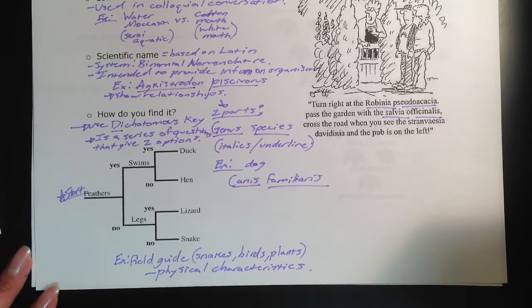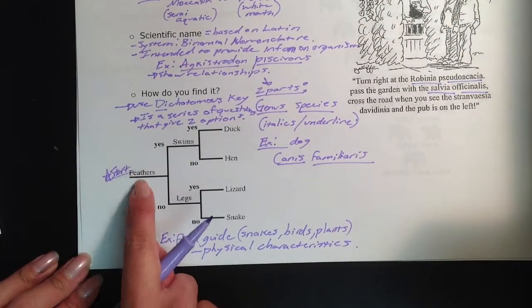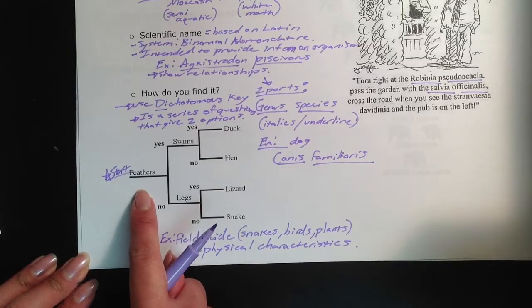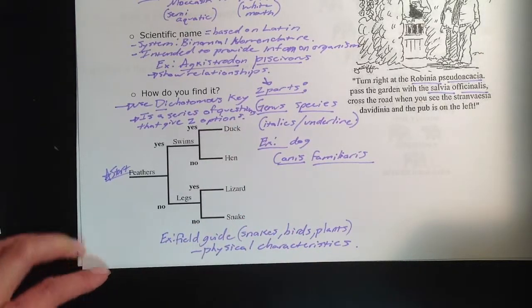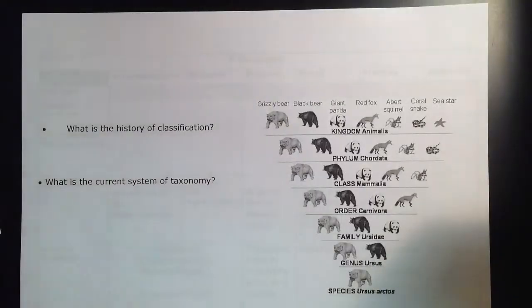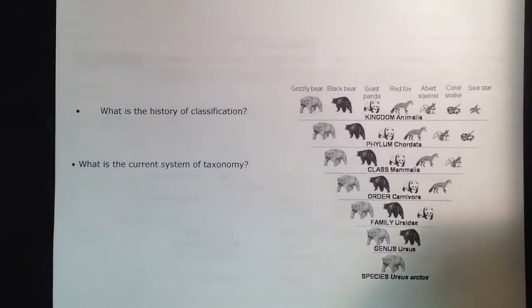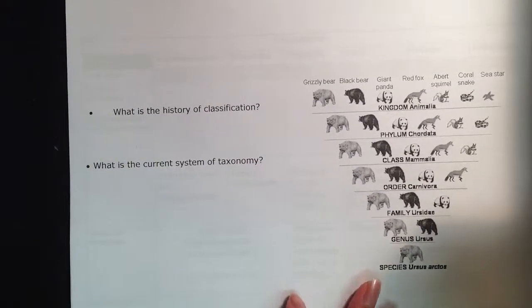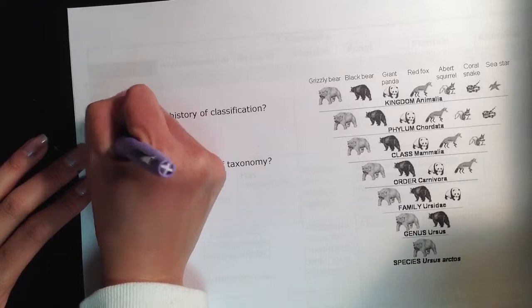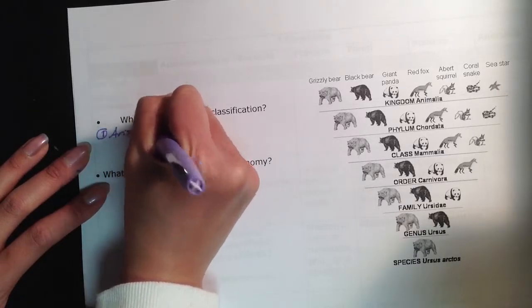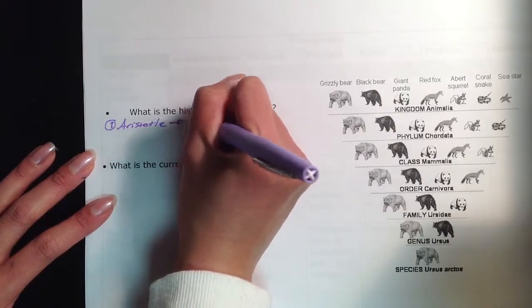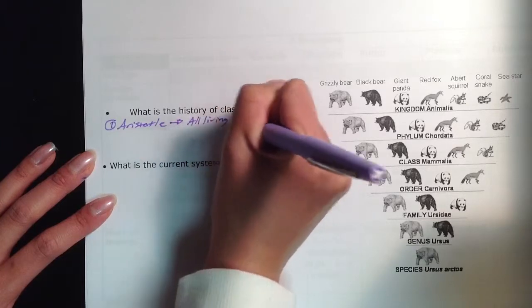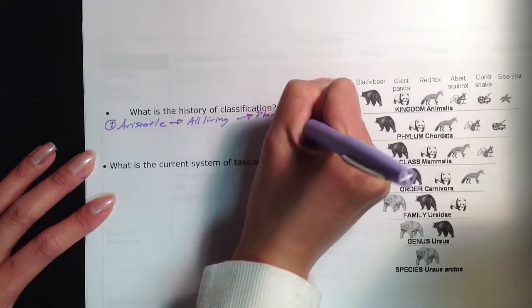When you are using something like a dichotomous key, you want to make sure you always start at the beginning, even if you're looking at 5 different organisms. And, of course, this is only going to be helpful if we already know the names of those organisms. But moving along with our short lecture on classification is looking at the history of classification. At first, we had Aristotle. And Aristotle first divided all living things into either plants or animals.